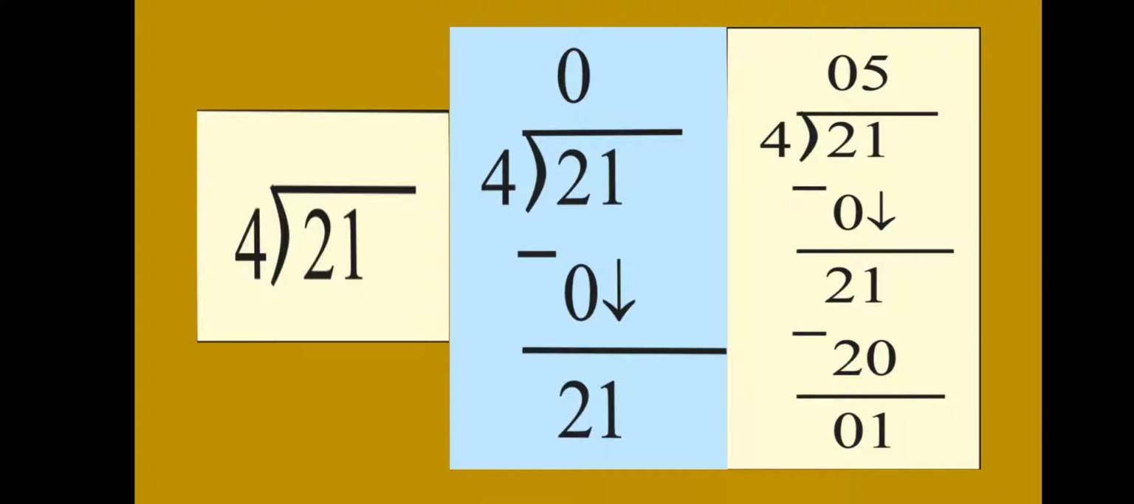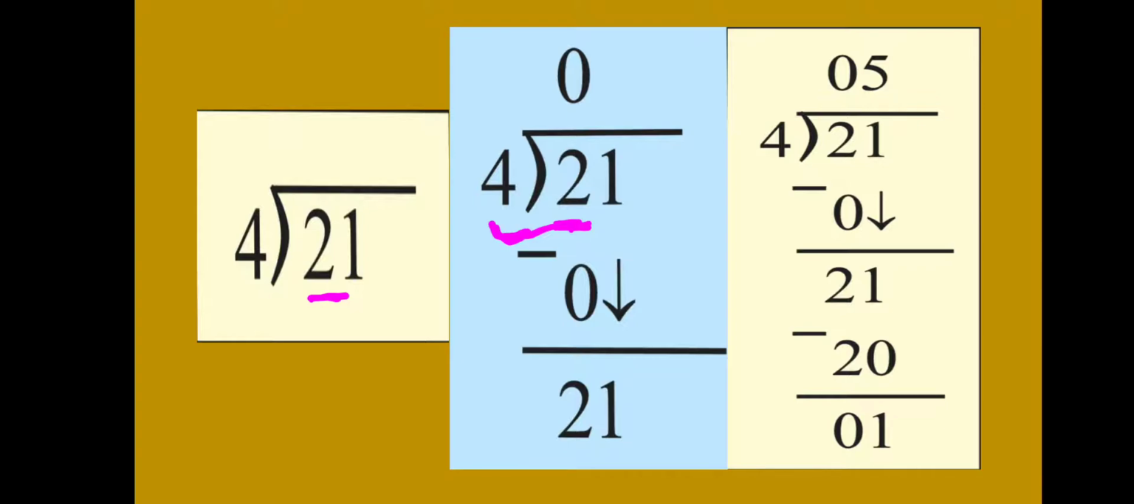Check this division. 21 divided by 4. Check the first number. This 2 is smaller than 4. In such sums, what do we have to do? We cannot directly do the division.